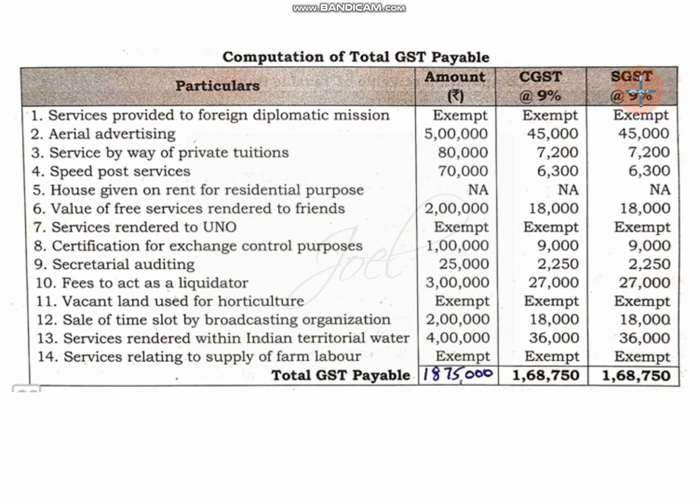So this is the solution. As I told you, all the services are taxable at 18%. Service provided to foreign diplomatic mission is exempt. All these are taxable at 18%. So 80,000 into 18%, divided proportionally, that is equally, into 2 parts. In that way we used to calculate. Speed post taxable. House given for residential purpose is exempt because it is calculated under income from house property. Then UNO services are exempt. Vacant land for horticulture is exempt. Labor is exempt. The total of this column will be considered as total turnover or total taxable supply, whereas the other two are GST payable. So this is the problem.